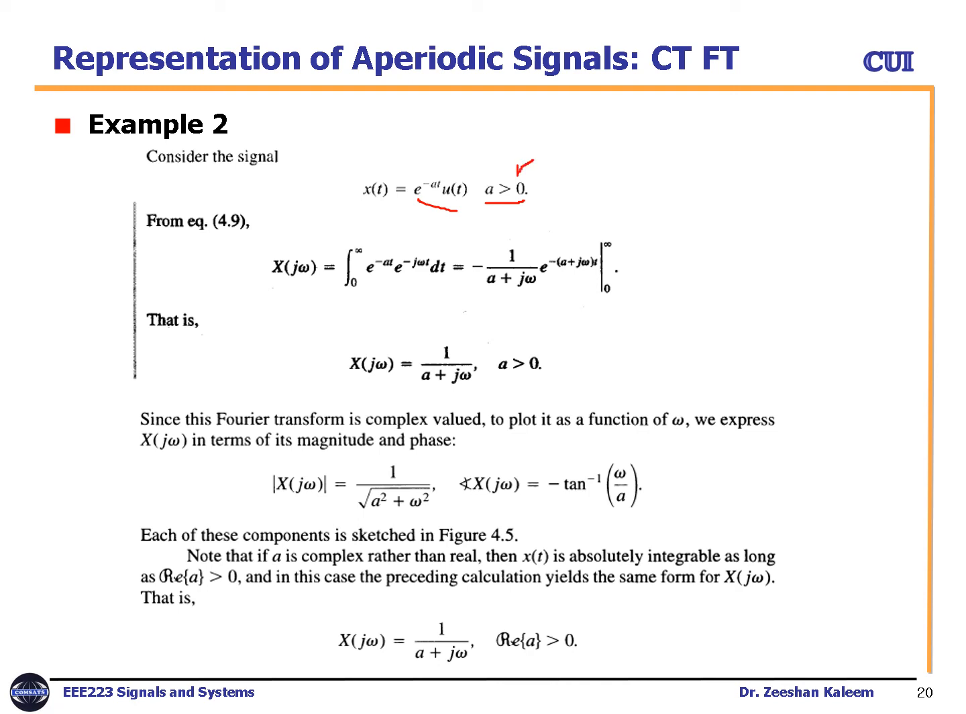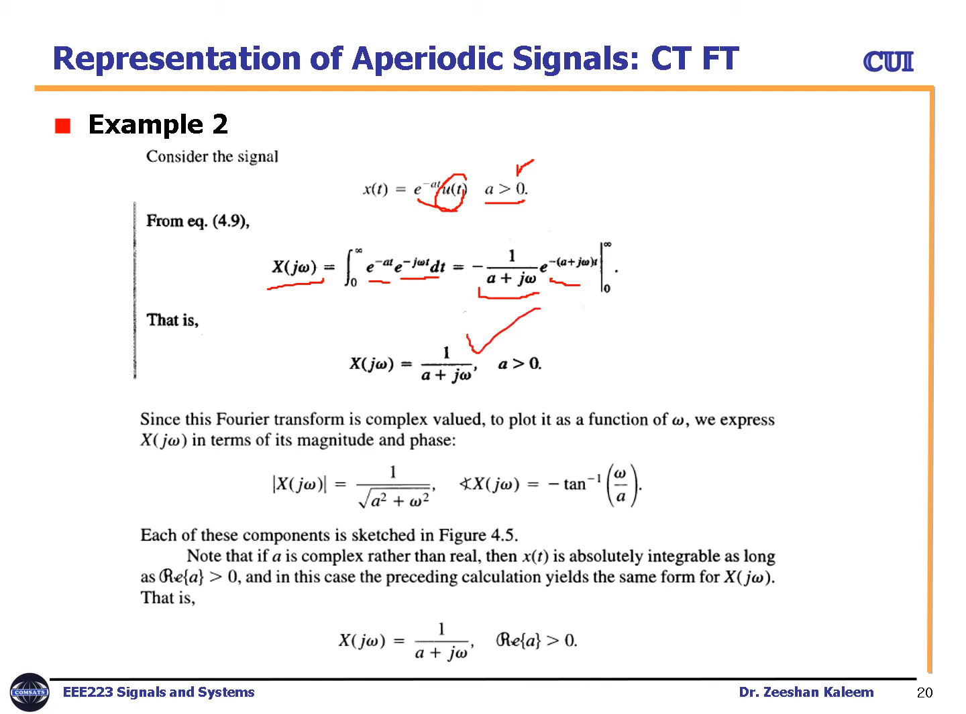From the equation which we already derived, the Fourier transform X(j omega) is the integral from 0 to infinity. Due to the unit step function, the limit changes from 0 to infinity instead of minus infinity to infinity. So we take the Fourier transform of e to the minus a t times e to the minus j omega t dt. Whenever you take the integral, you will get minus 1 over a plus j omega into e to the minus (a plus j omega) t from 0 to infinity. When you put in these values, you will finally get 1 over a plus j omega.